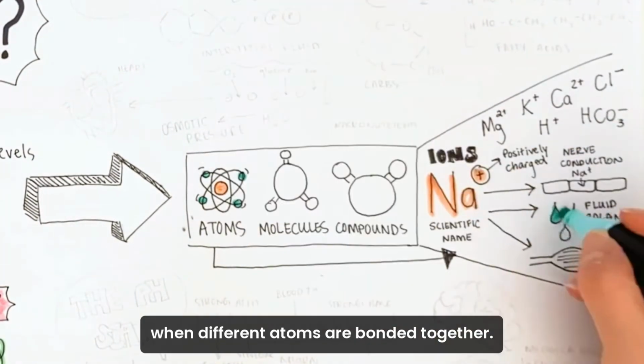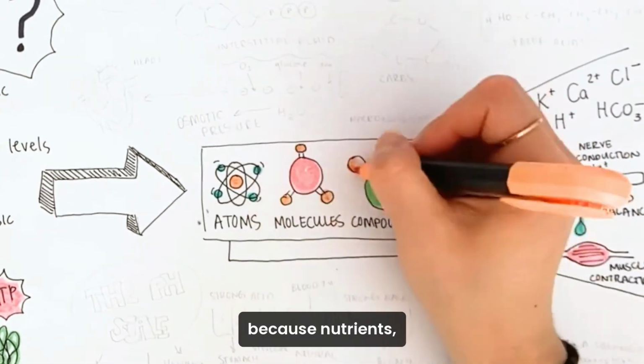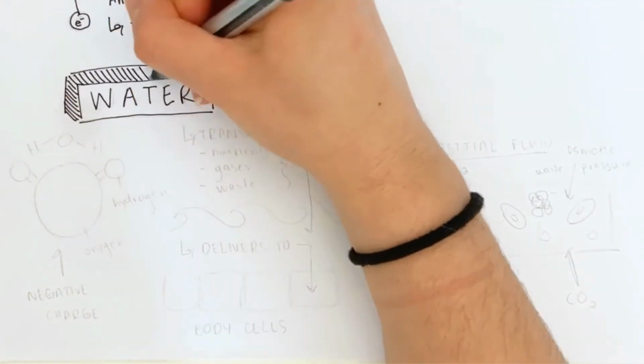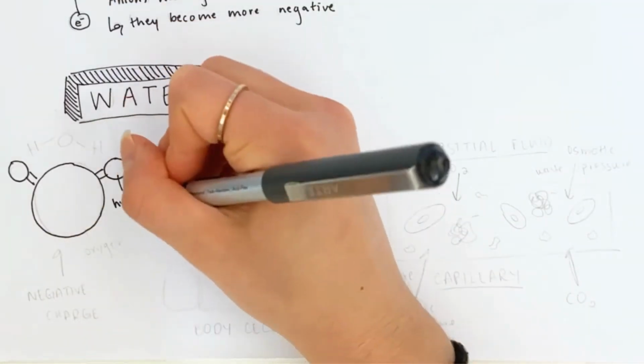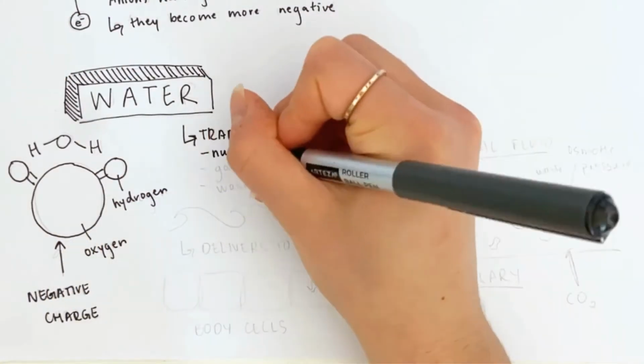Molecules are made when different atoms are bonded together. Water is the most abundant molecule in the body because nutrients, respiratory gases like oxygen and carbon dioxide, and waste can dissolve in water. That allows water to act as a transport and exchange medium in the body.